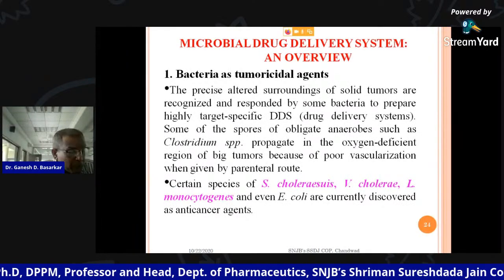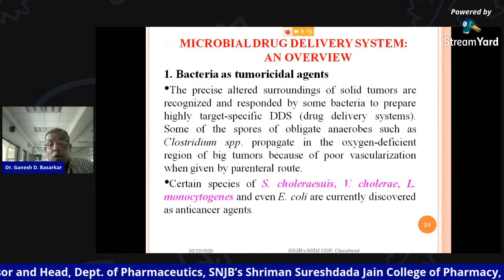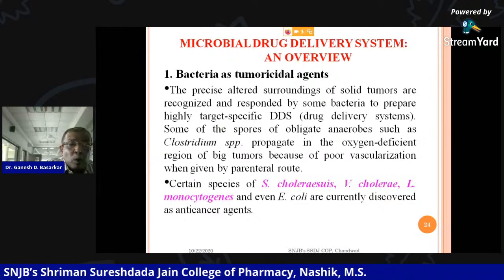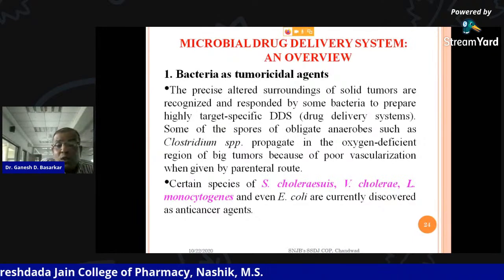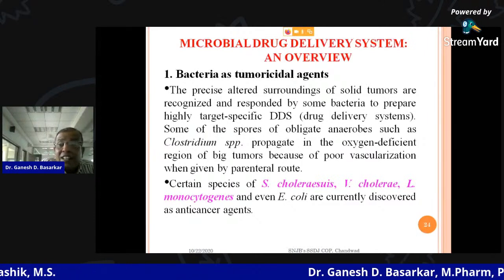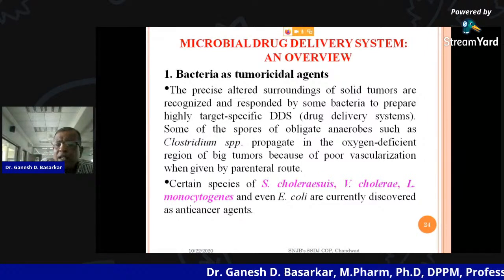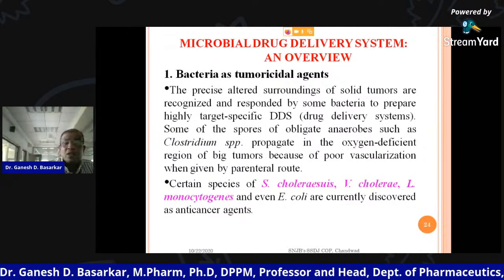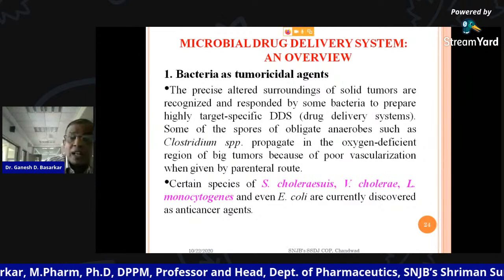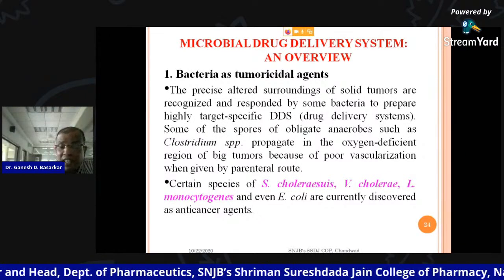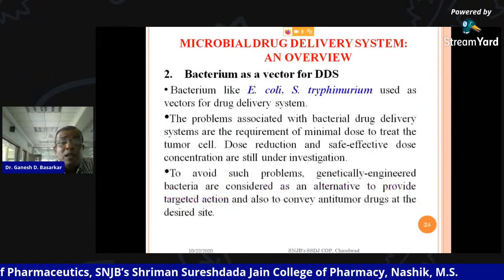Certain species like Vibrio cholerae, as well as Listeria monocytogenes, and even Escherichia coli are currently being discovered as anti-cancer agents. They are used either pure or genetically modified, and especially Vibrio cholerae. These are the most commonly utilized in various drug delivery systems as tumoricidal agents.